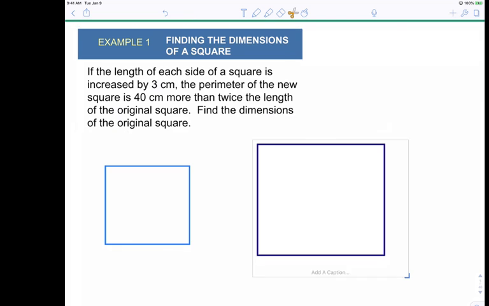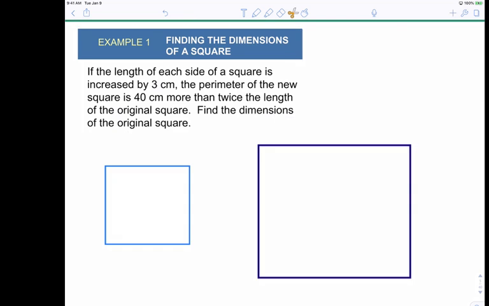Okay, so now we have the length of each side of a square is increased by 3 centimeters. It says the perimeter of the new square, and we need to find the dimensions of the original square. So what's our unknown here?